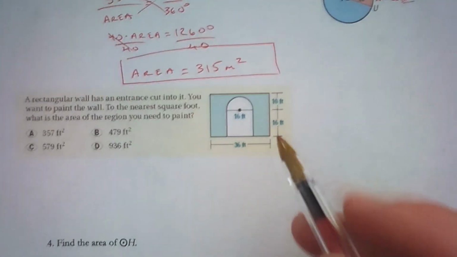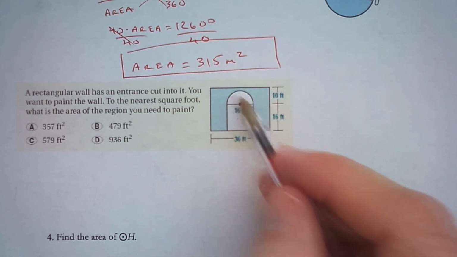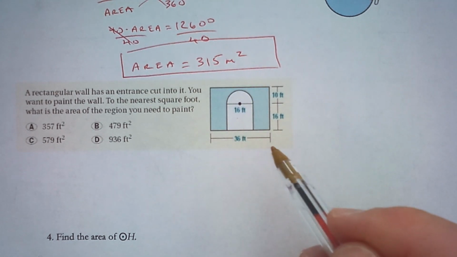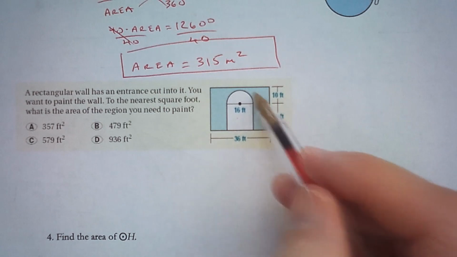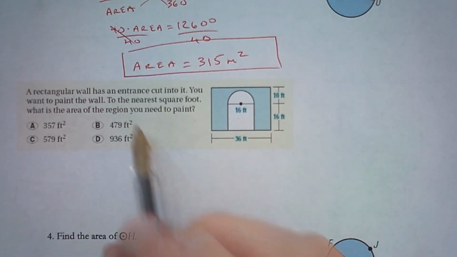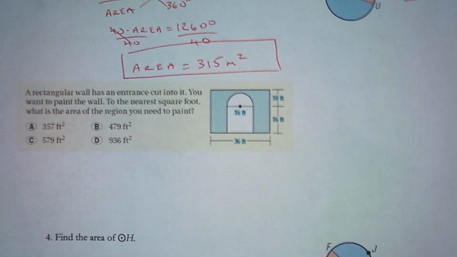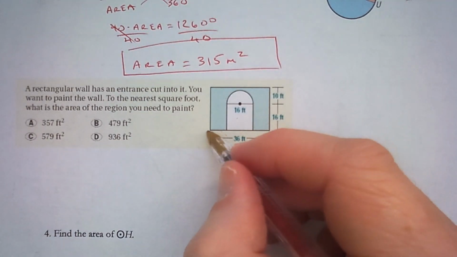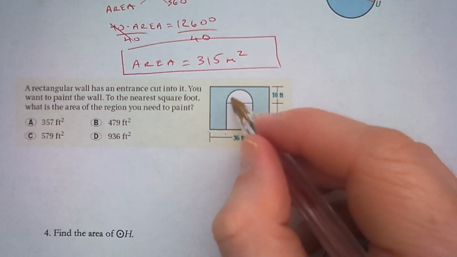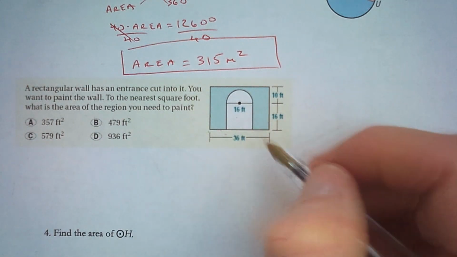Okay, so we have a rectangular wall here with an entrance cut into it. We want to paint the wall, so that's this green part here. To the nearest square foot, what is the area of the region you need to paint? So what we need to do is take this entire wall and subtract what's cut out.